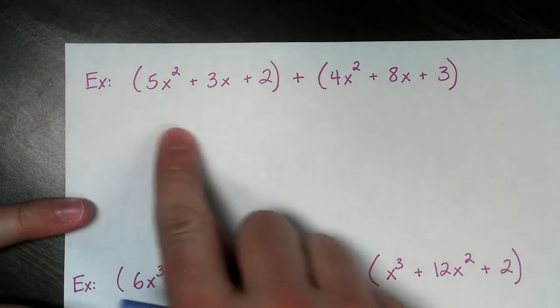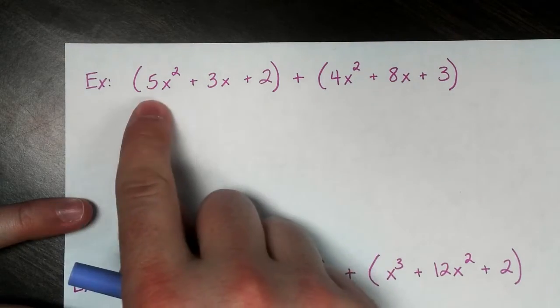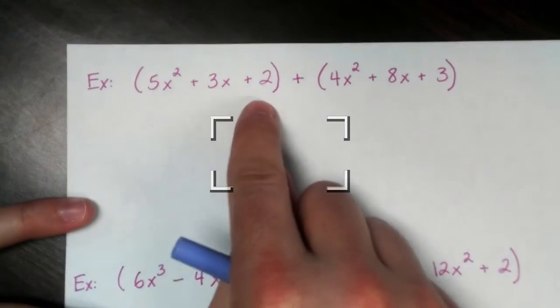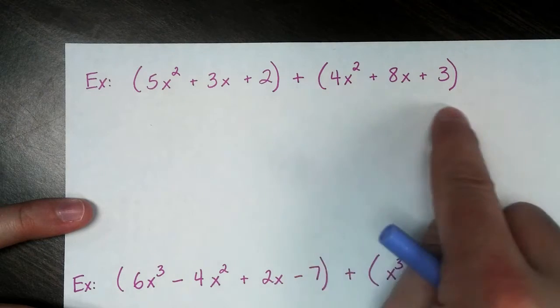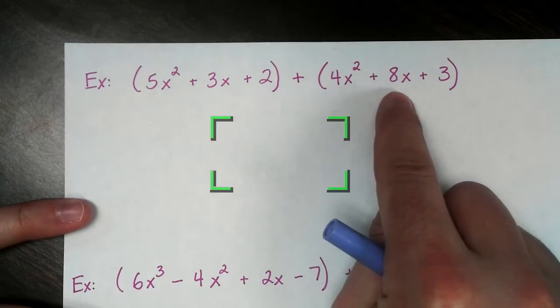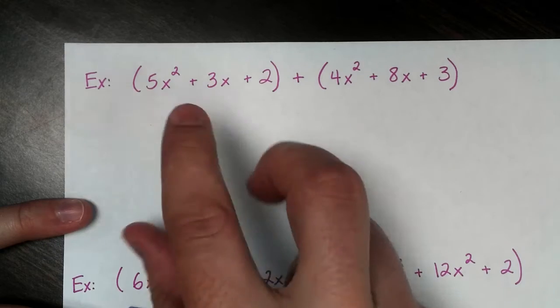So right here we have two polynomials. First, just to let you know, this is called a trinomial because there are three terms. This is also a polynomial. It's also called a trinomial because there are three terms. The steps here go like this.